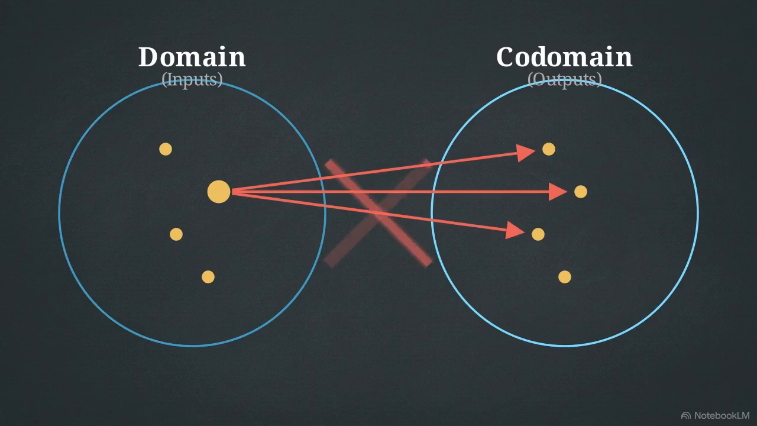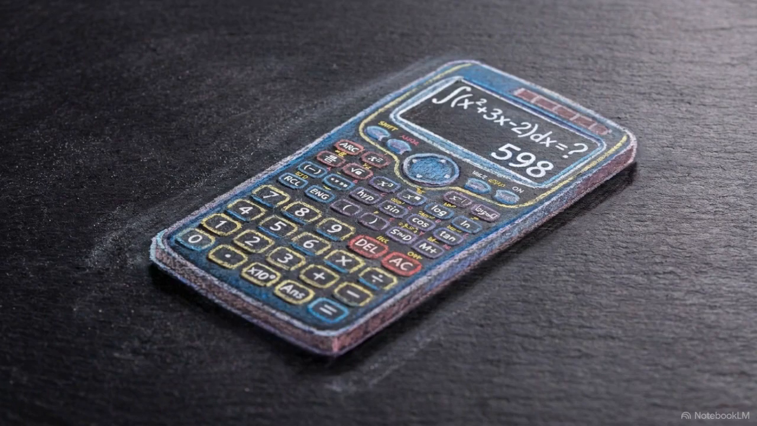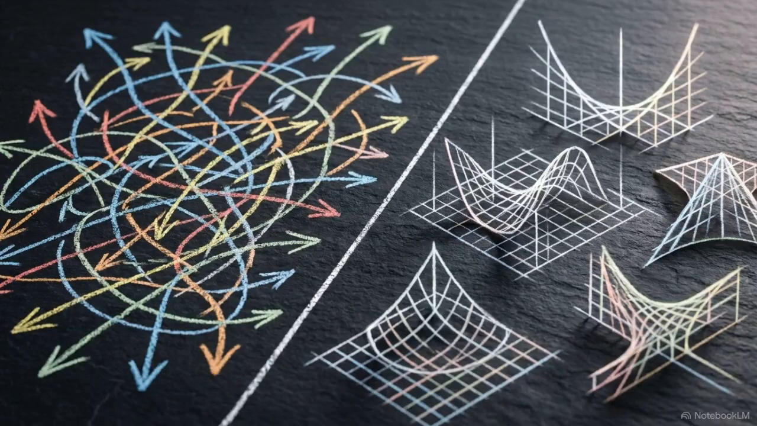If one single domain input shoots out multiple arrows to different outputs, the certainty collapses. That one-to-many relation fails the test. A many-to-many relation creates similar chaos. When multiple inputs trigger an overlapping mess of outputs, the math becomes useless. By restricting mathematical operations strictly to one-to-one or many-to-one relations, we ensure that every time we calculate an equation, we get a single definitive answer.